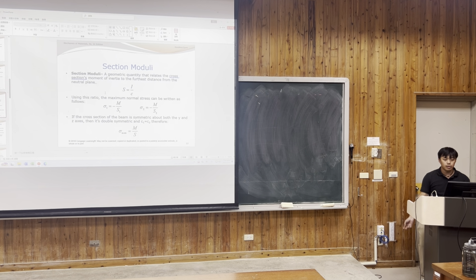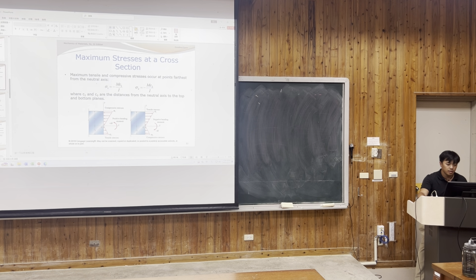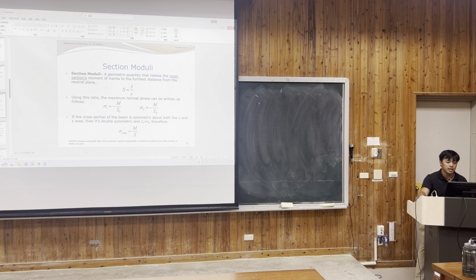So another model is like the definition of the section modeling. They somehow quantify the geometry that relates to the cross section part with a moment of inertia and the distance from the neutral plane. So this is like a definition only, so you have to memorize it in your own way.